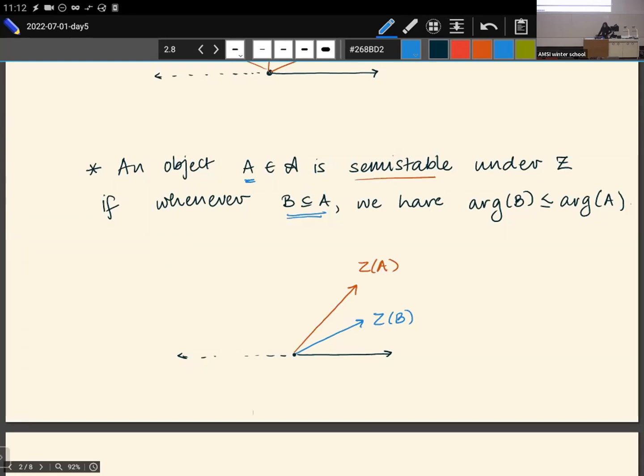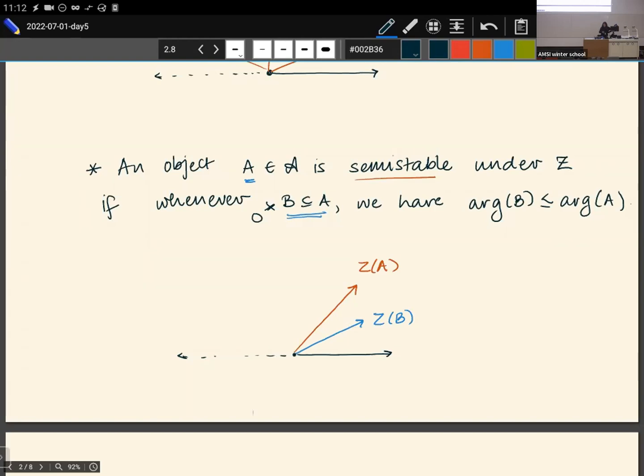Okay. One way in which it can be true trivially is if your chosen object was simple, because simple objects don't have sub-objects. I should say B should be non-zero. So I'm not worried about zero here. Okay, so if I started off with a simple object, there's nothing to check, and simple objects are therefore automatically stable. Other objects are more complicated. They will depend on what function Z you've chosen.